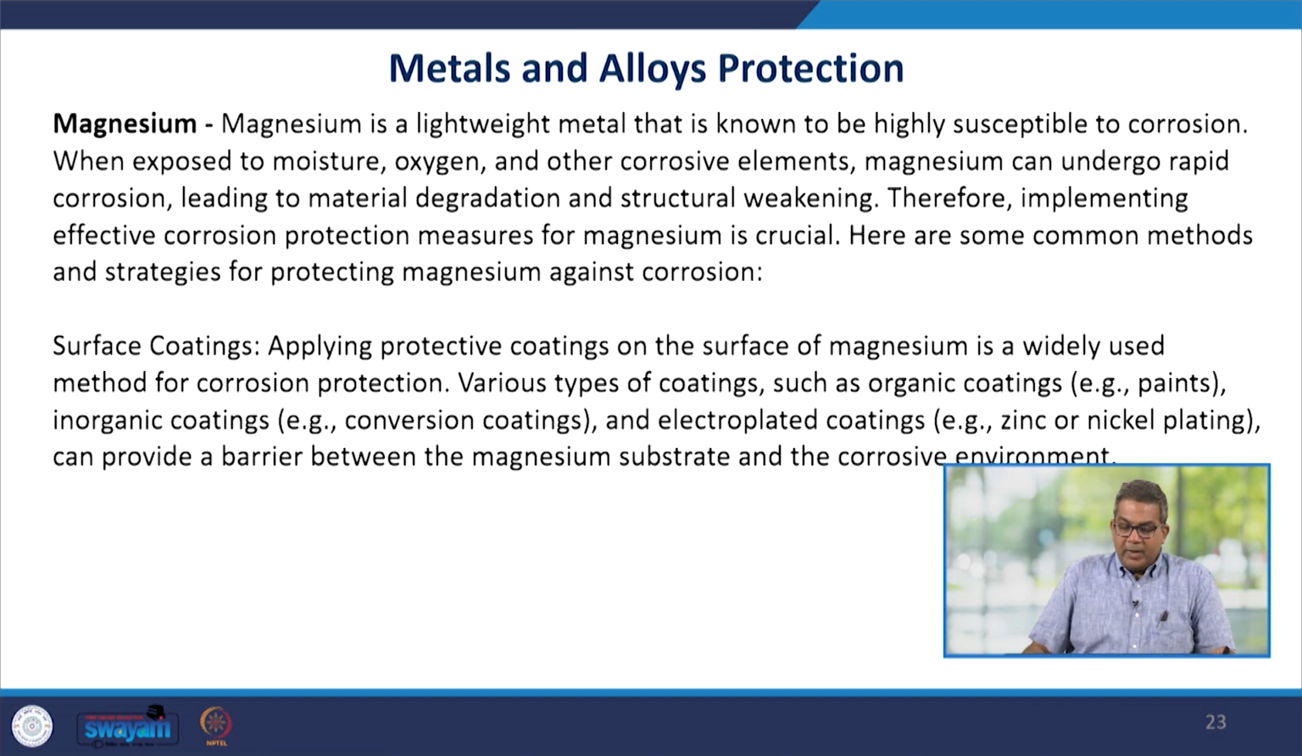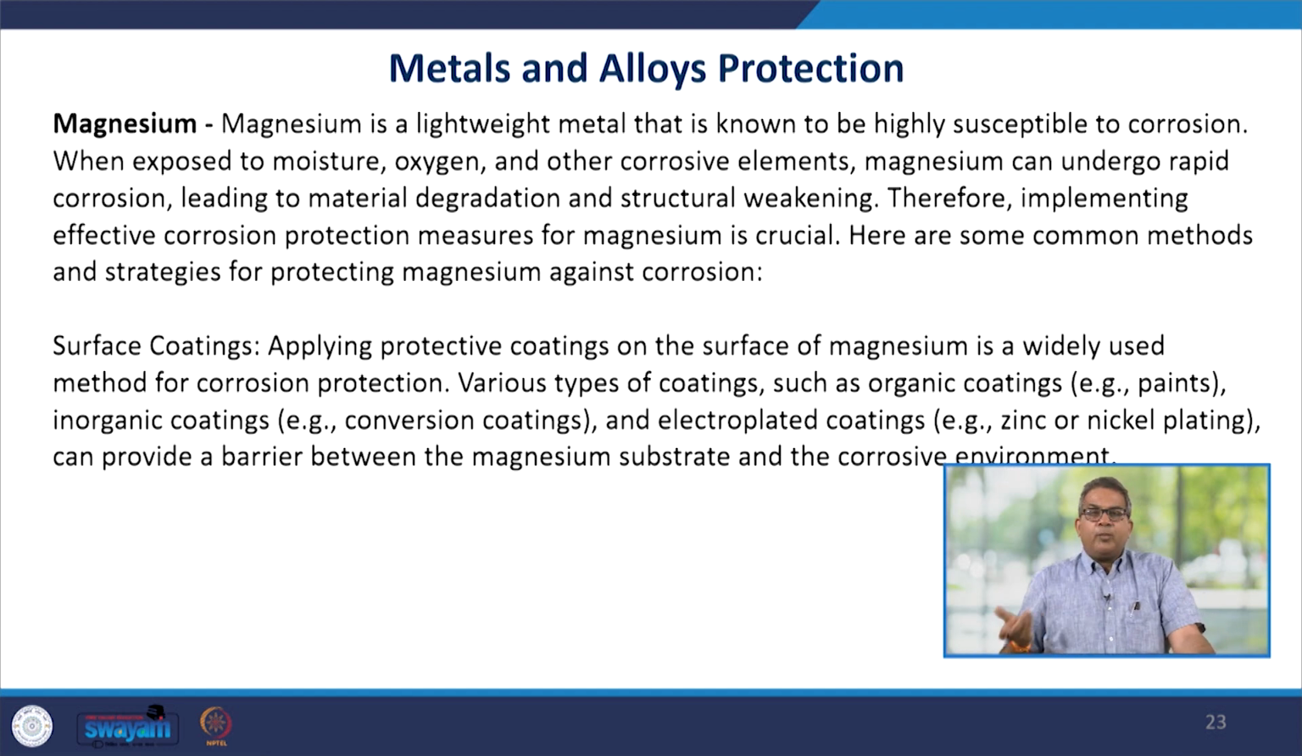Let us talk about metal and alloy protection. Magnesium. This is a lightweight metal that is known to be highly susceptible to corrosion when exposed to moisture, oxygen and other corrosive environments. Magnesium can undergo rapid corrosion, leading to material degradation and structural weakening. Therefore, implementing effective corrosion protection measures for magnesium is crucial.